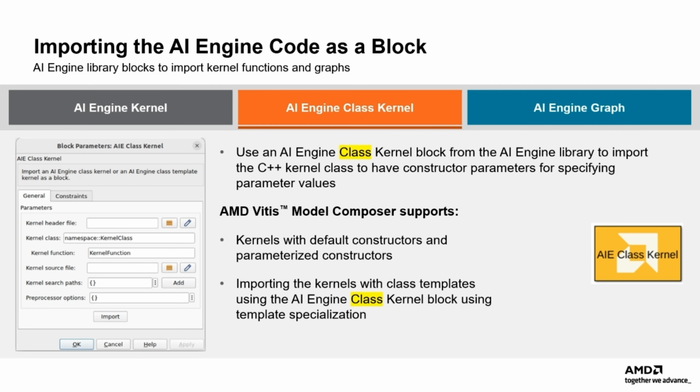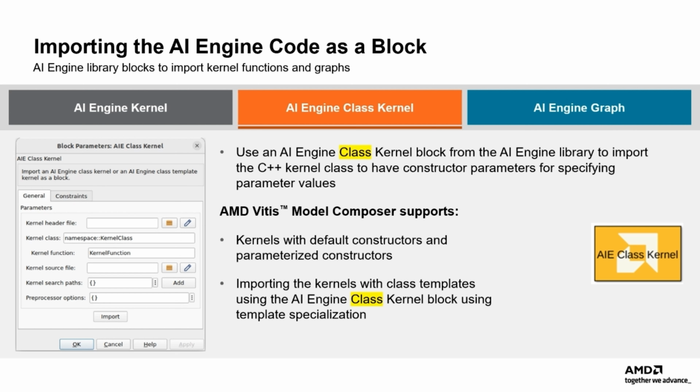Now let's look at class-based kernels. Vitis Model Composer supports importing the C++ kernel class to have constructor parameters for specifying parameter values. You will need to use an AIE class kernel block from the AI engine library to do this. Double-clicking the block symbol displays the parameters of the AI engine class kernel block. The AI engine class kernel block supports all the kernel functions that a normal AI engine kernel block can support, and the same block parameters irrespective of whether the kernel member function is buffer-based or stream-based.